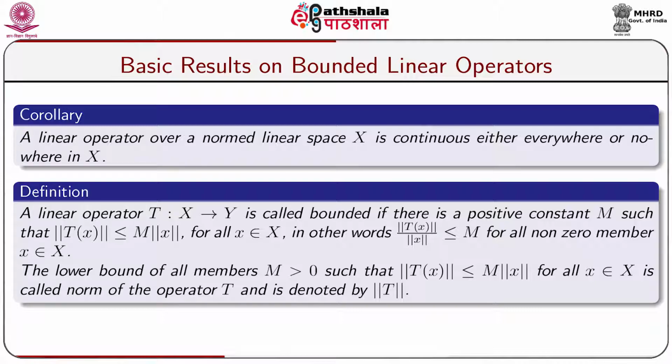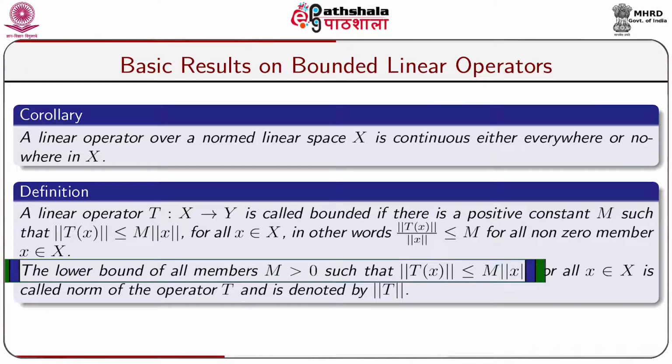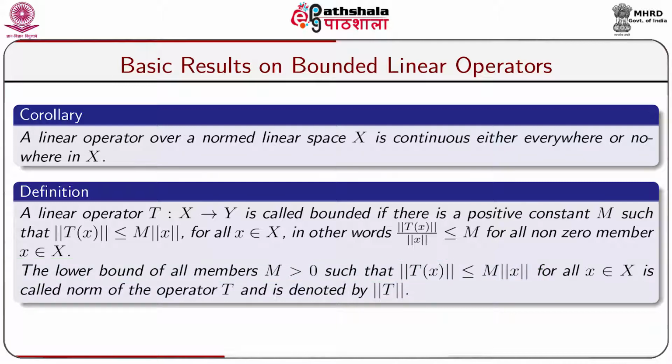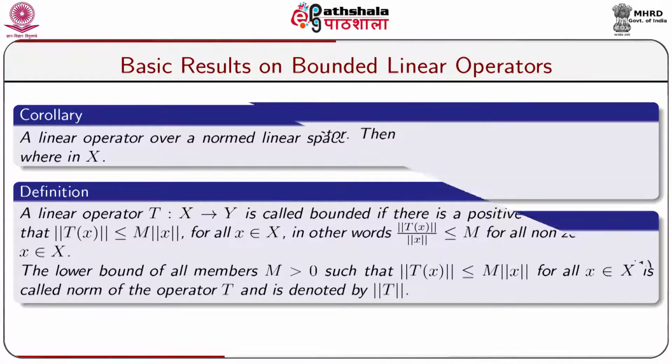Let us take another definition. A linear operator T from capital X to capital Y is called bounded if there exists a positive constant capital M such that norm of Tx less or equals to M into norm of x for all x belonging to capital X. In other words, norm of Tx divided by norm of x less or equals to capital M for all non-zero members x belonging to capital X. The lower bound of all members capital M greater than 0 for which norm of Tx less or equals to M into norm of x for all x belongs to capital X is called the norm of the operator T and denoted by norm T.